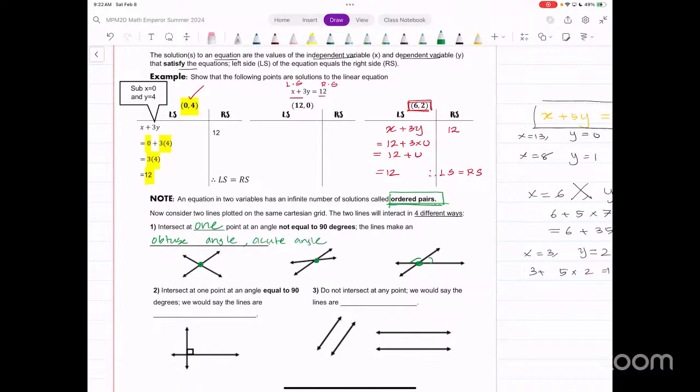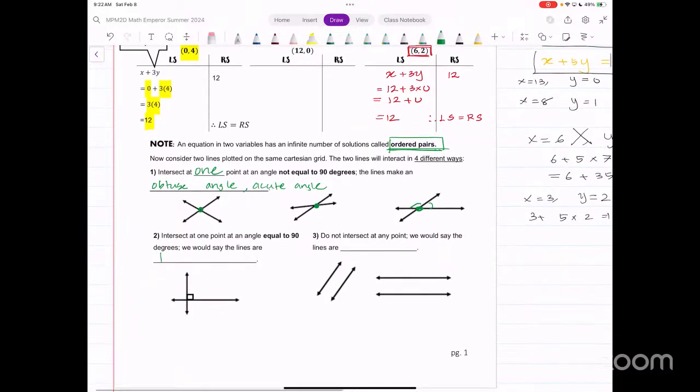Now the next one, intersect at one point at an angle equal to 90 degrees. We would say those lines are perpendicular. Perpendicular. That's a key word to describe two lines meeting at 90 degrees. Do not intersect at any point. We will say the lines are actually parallel.